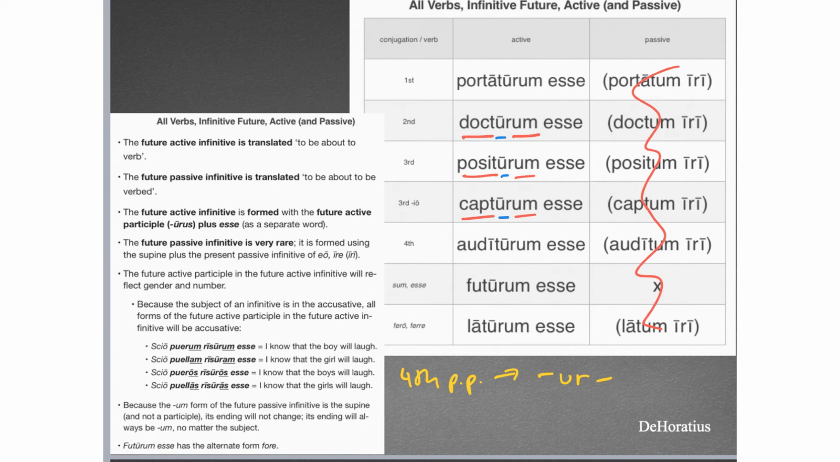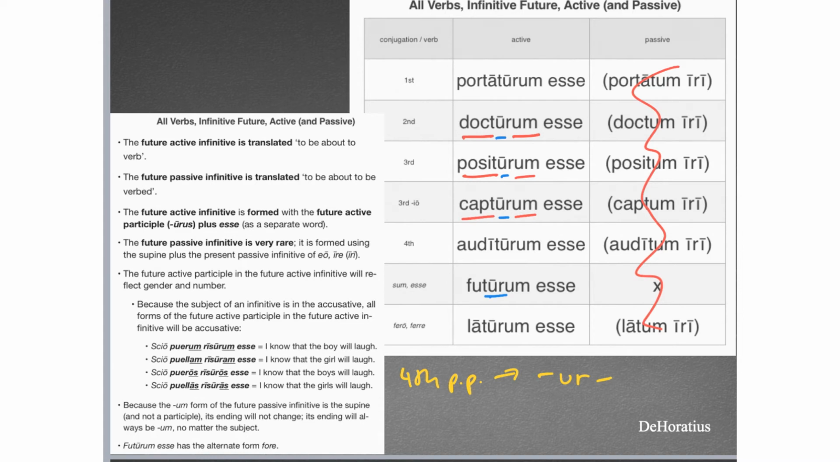Really, the future active infinitive is just the future active participle plus esse. All right, but what distinguishes it from the perfect passive participle, which of course is the fourth principal part? As a side note, there are some verbs like sum, esse that have their fourth principal part with the UR in it already: sum, esse, fui, futurus.